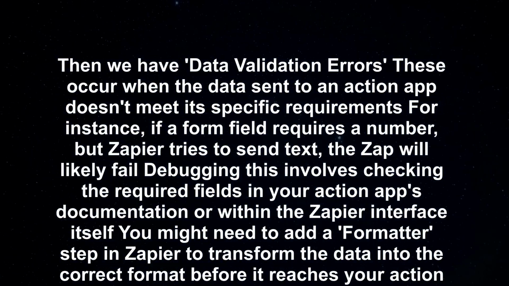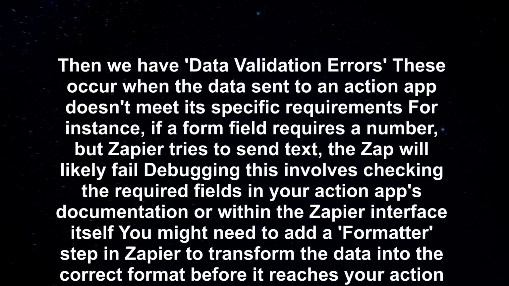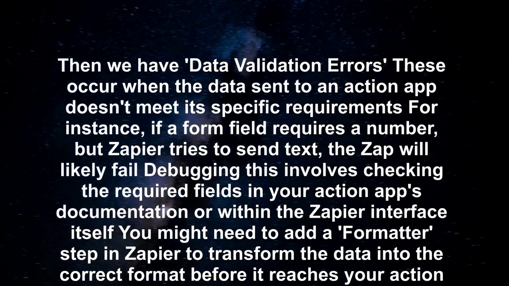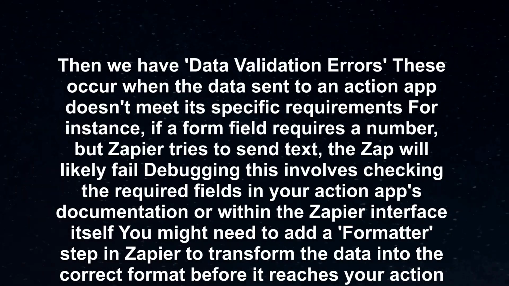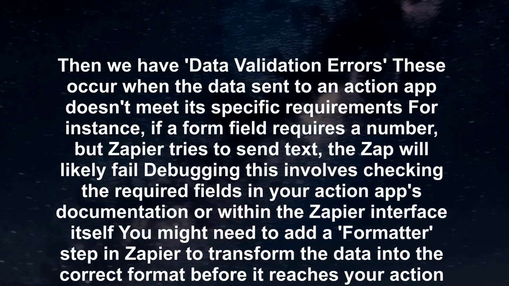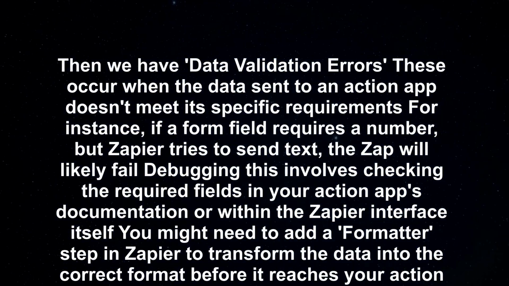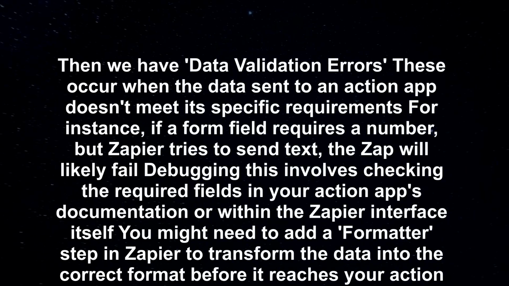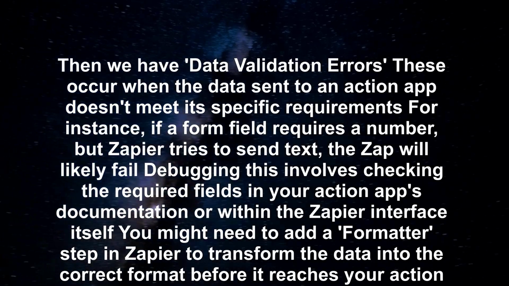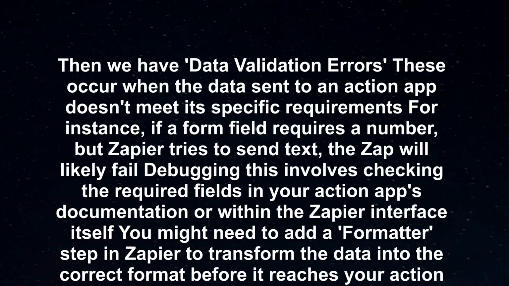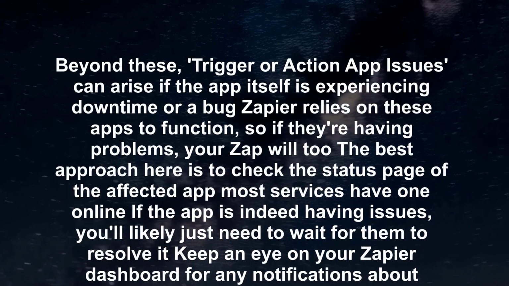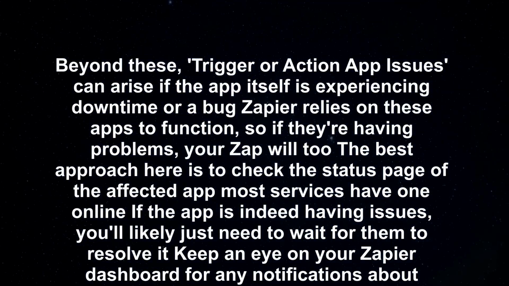Then we have data validation errors. These occur when the data sent to an action app doesn't meet its specific requirements. For instance, if a form field requires a number, but Zapier tries to send text, the Zap will likely fail. Debugging this involves checking the required fields in your action app's documentation or within the Zapier interface itself. You might need to add a formatter step in Zapier to transform the data into the correct format before it reaches your action app.